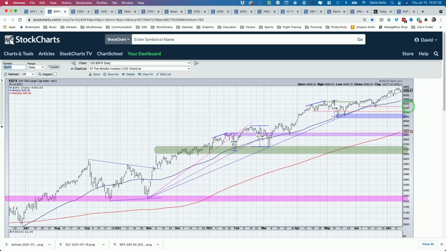We start breaking those levels, and most importantly, if we break something like 4050, which would be the low from May, then all of a sudden the chart starts to look very different. You have a pattern of accumulation changing to a pattern of distribution, making lower lows and lower highs. And that's where you have to start really thinking about the potential for further downside. But 4050 is quite a ways away from where we are at the moment.